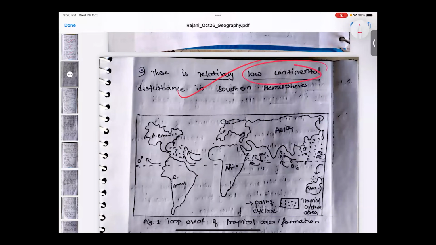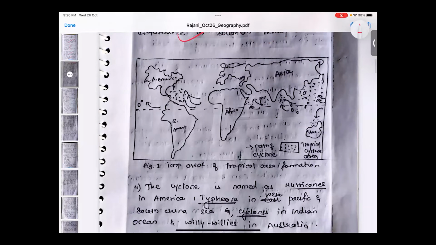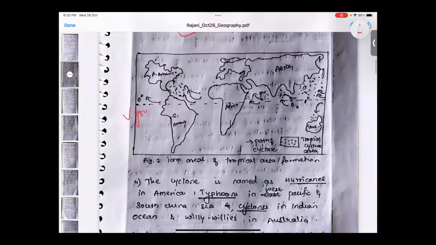Yes, continental disturbance. This is very good. How much time did you take, Rajni, to draw this? Around some 30-40 seconds, sir. In 40 seconds, you could draw this. Yes, sir. I had practiced it a lot.